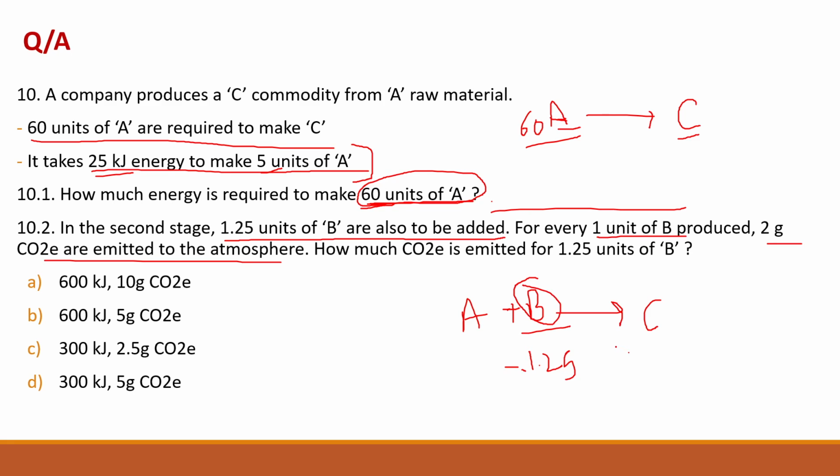Okay. So this question is in two parts. First, you have to calculate how much energy is required to make 60 units of A. And in the second part, you have to calculate how much CO2 will be emitted for 1.25 units of B. Okay. These are two separate parts. Don't get confused with them. And if you have any doubts, we'll again discuss it in the next session.